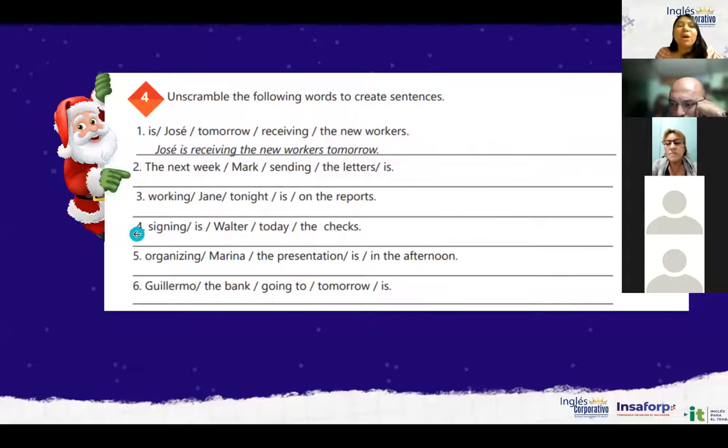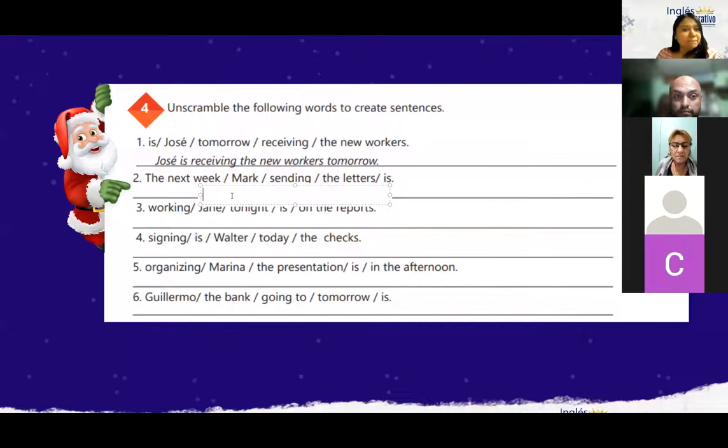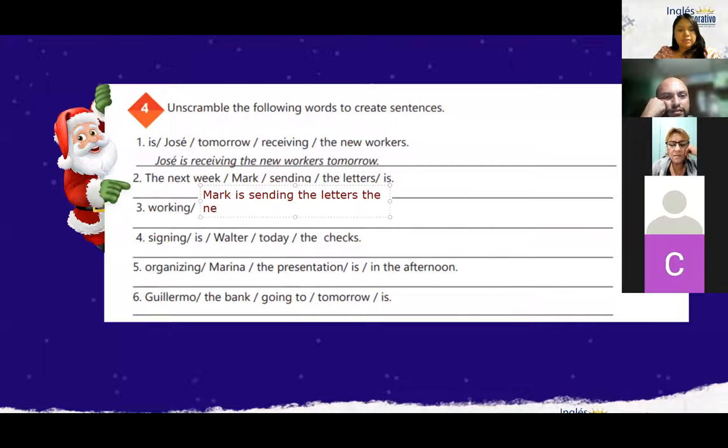Okay. Let's see, number two. Vamos a reorganizar. Number two. Jose is receiving the new workers tomorrow. Yes, Jose is receiving the new workers tomorrow. Number two. Mark is sending the letters the next week. Okay, Mark is sending the letters next week. The next week. Okay, very good.